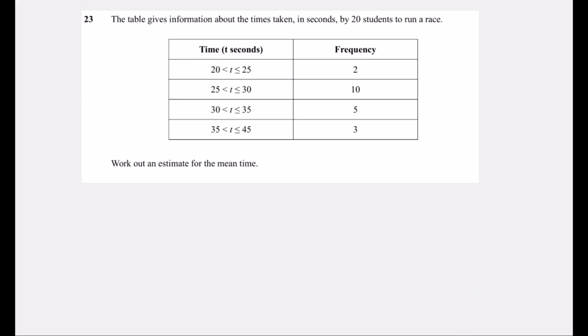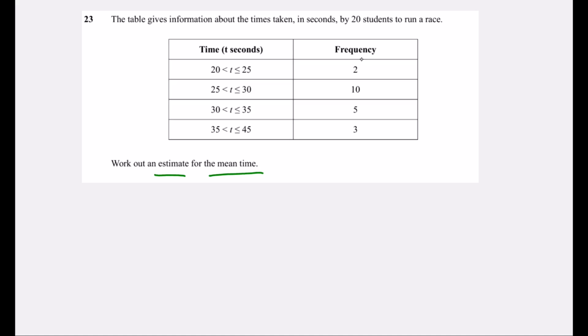Question 23. The table gives information about the times taken in seconds by 20 students to run a race. Work out an estimate for the mean time. So to find the mean, we want to add them all up and divide by how many. The only problem is we don't know their exact times.